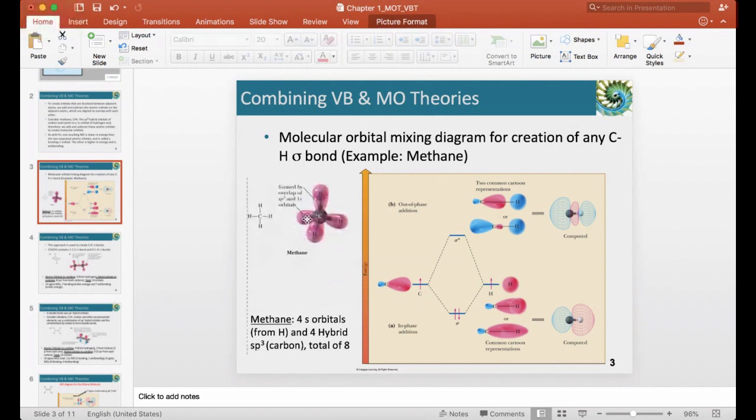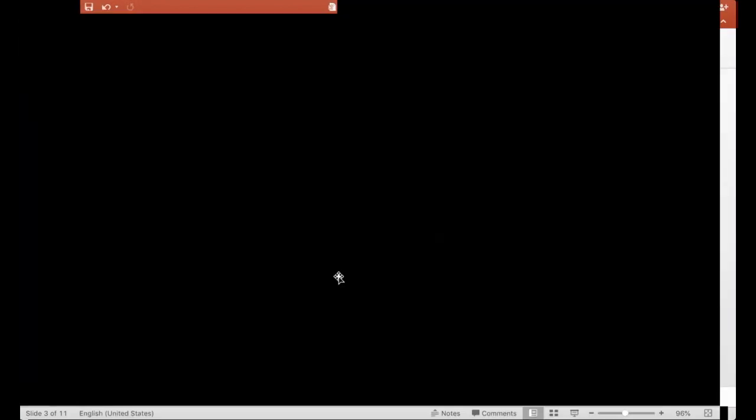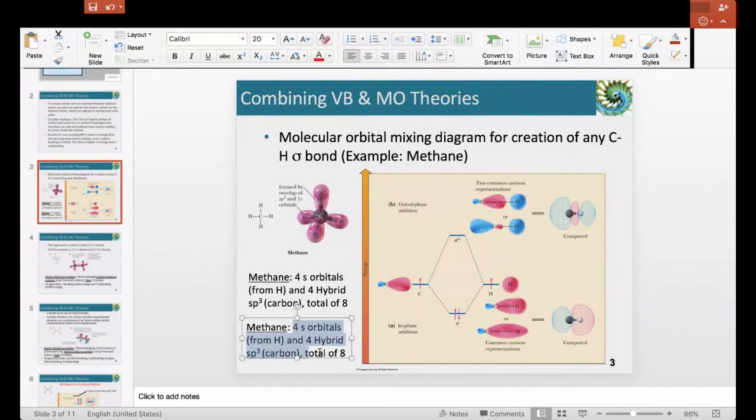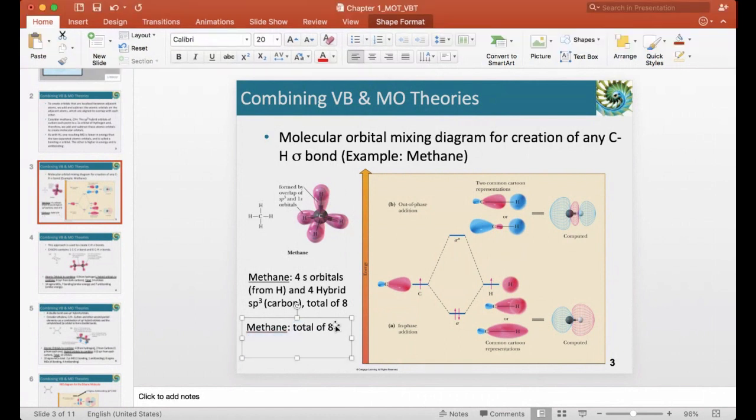Remember that the number of molecular orbitals equals the number of atomic or hybrid orbitals that are used in the linear combination. So I could say a total of 8 molecular orbitals, from which 4 will be bonding, sigma in this case, obviously sigma bonding, and 4 will be sigma anti-bonding.